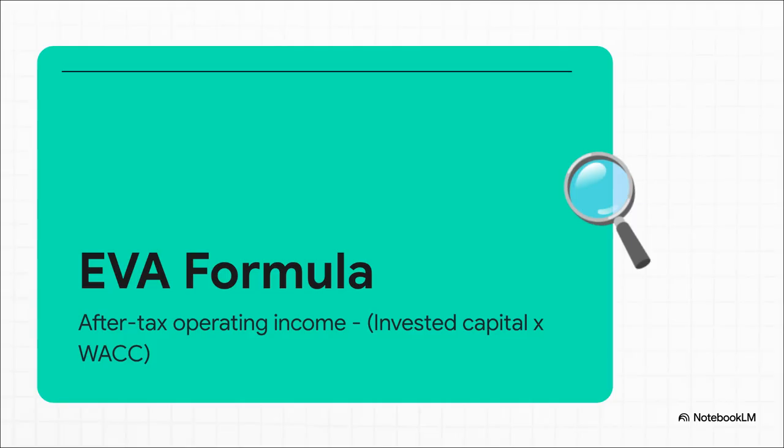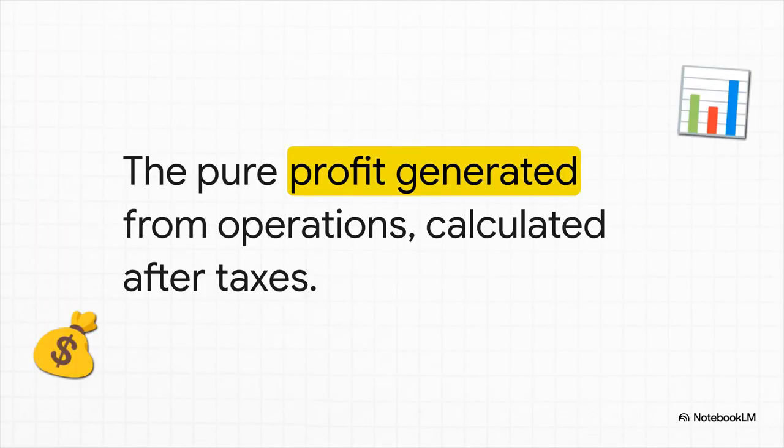Okay, here is the basic formula. EVA equals your after-tax operating income minus the product of your invested capital multiplied by your weighted average cost of capital. That last part is often just abbreviated as WACC. Now, it looks pretty simple at first glance, but we really need to understand exactly what each of these components actually mean. Let's isolate that very first piece.